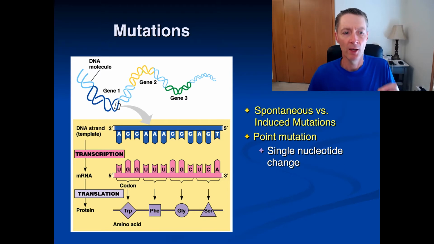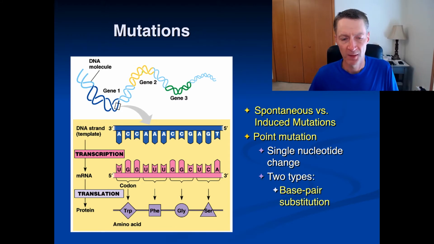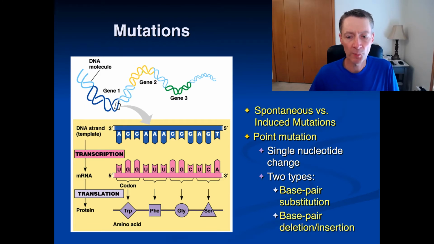A single nucleotide is in error in the original DNA code. Now, there are two types of point mutations. One would be a base pair substitution, where in the replication process, the wrong nucleotide is placed, right? Or there could be a base pair deletion or insertion. So in this case, there's no nucleotide placed at all, or there's one completely removed from the sequence, okay?